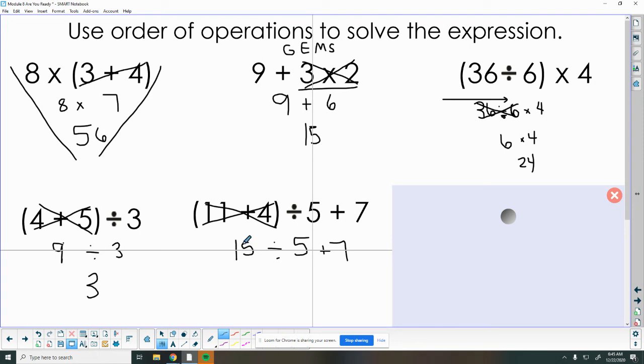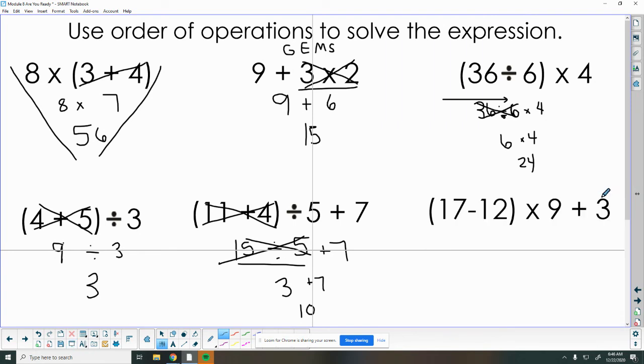So we're looking for divide and multiply. So here's our first one. So we're doing 15 divided by 5 is 3. Cross it off. Bring everything else down. 3 plus 7 is 10. Hey, last one before you do the are you ready? Parentheses 17 minus 12, close parentheses, times 9 plus 3. So go ahead and try that one out.